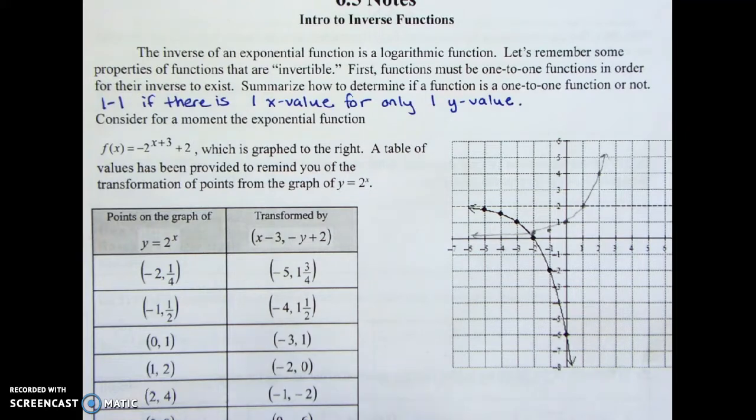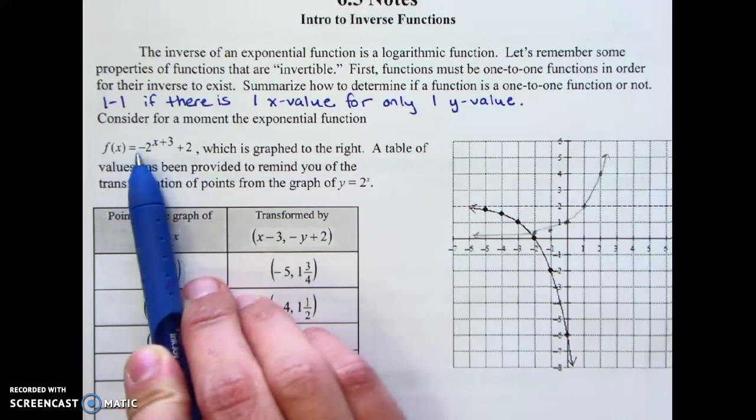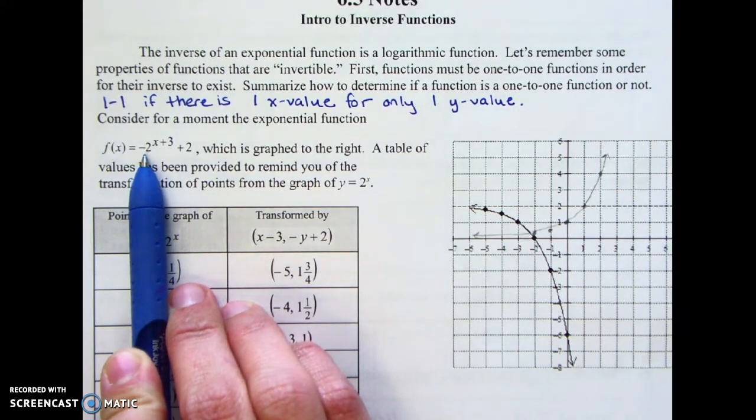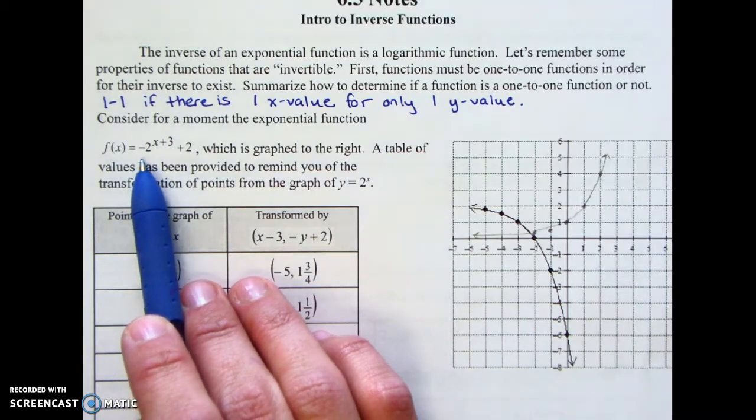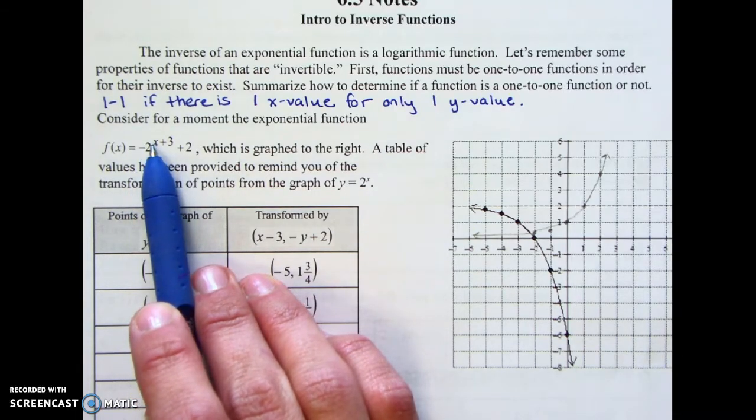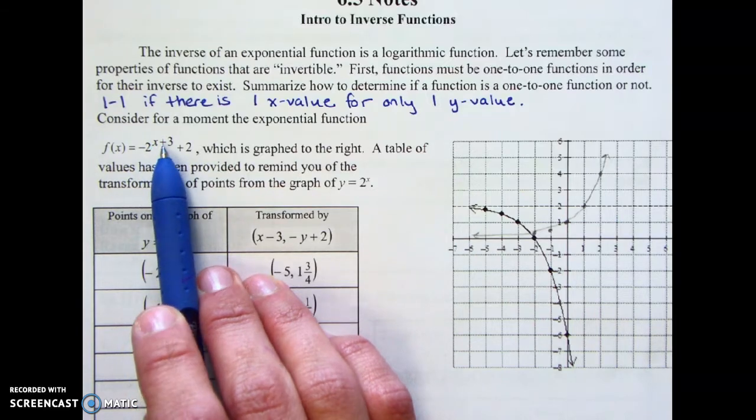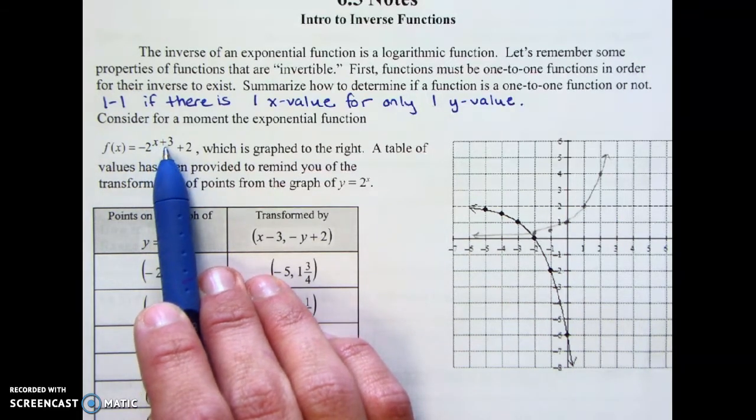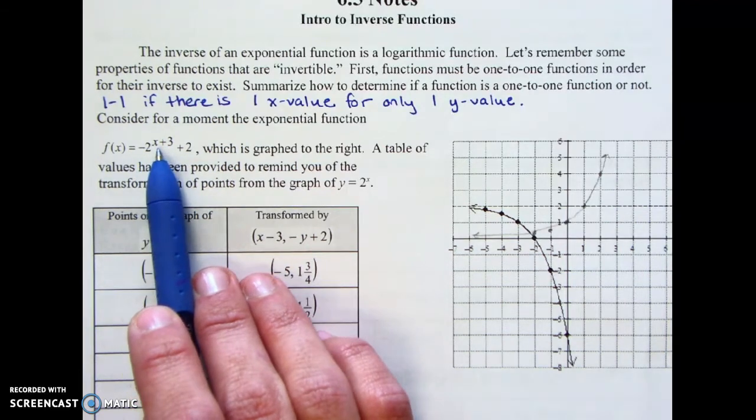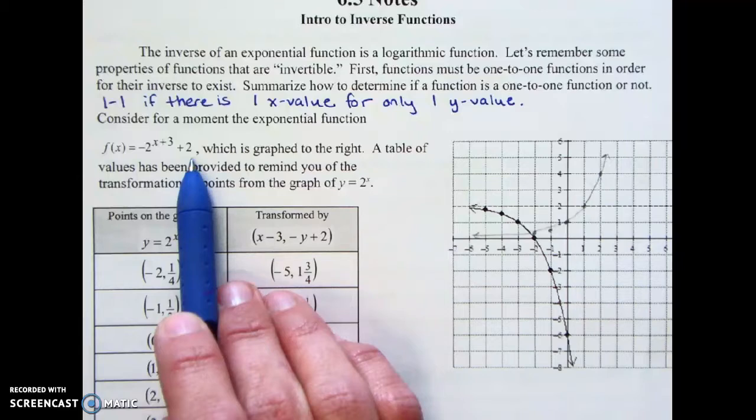Okay, consider for a moment this exponential function. Hey, this was on the last test we took. What does a negative in front mean? A negative in front means it's an x-axis reflection. The negative in front of the x means a y-axis reflection. What does the x plus 3 mean? It's going to be a shift left 3, so it's the opposite, but a plus 2 on the end means up 2. Okay?